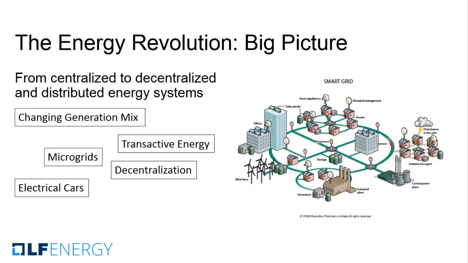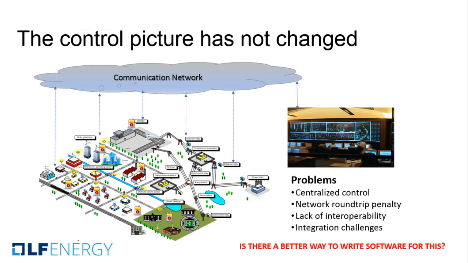But this also introduces problems. New technologies are needed to manage and protect the grid. However, the control architecture of the power grid has not changed yet. The old model of centralized control driven by a control room still applies. Power devices at the edge, such as transformers, capacitor banks, and even loads, are remotely controlled.